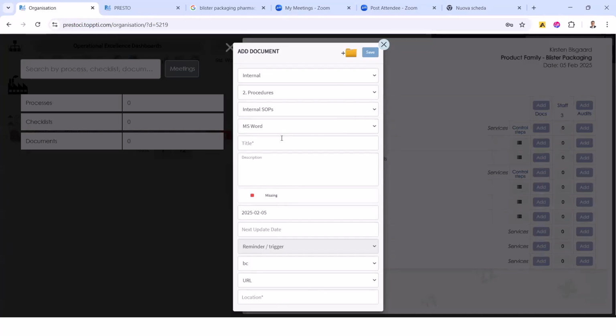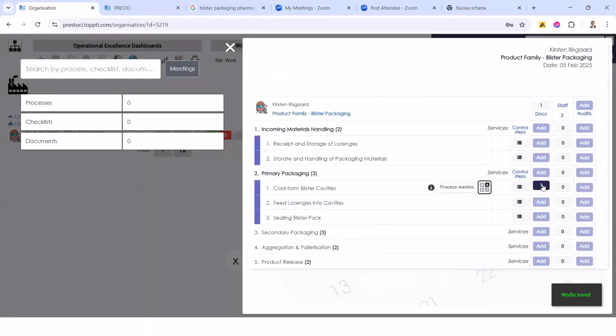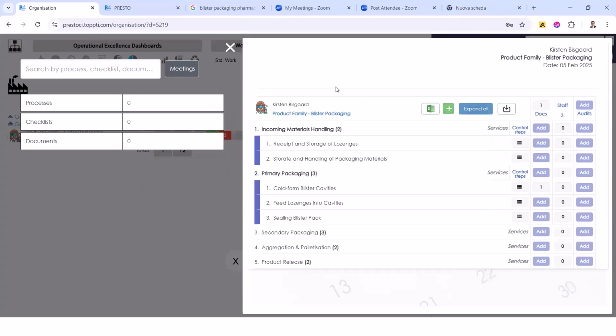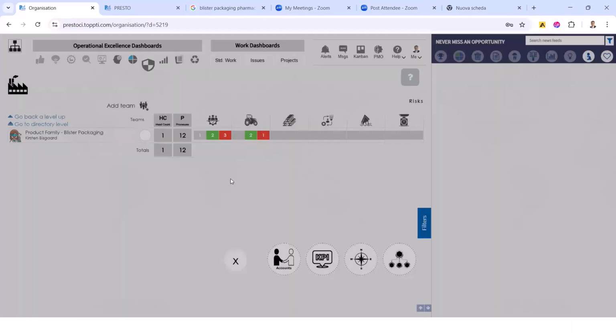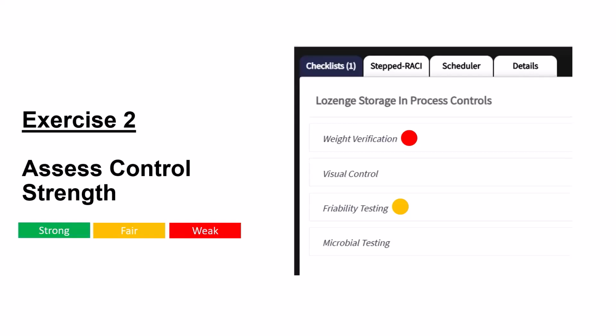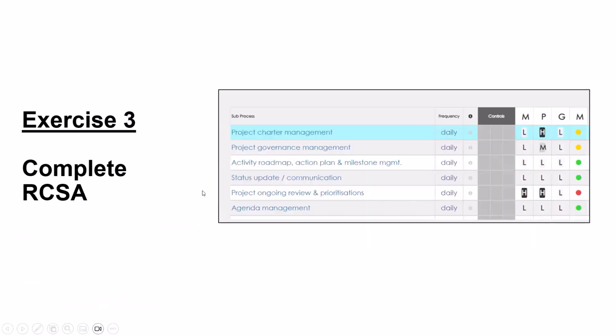Then as you save these, I'm just going to put SOP for whitewashing. You save that. So now you're collecting all your documents here, and anybody could just come here, click on this, and go straight to your shared drive if there was a link in there. So you're starting to teach your team to understand what the risks are, and where the controls are to support and mitigate those risks.